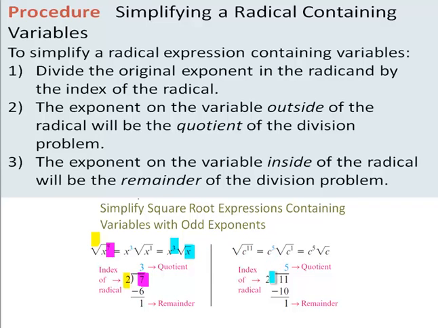Here it is again. We have the index is 2. The power of the radicand is 11. And what you end up with is 2 goes into 11 5 times. There's the 5. And the remainder is 1. And that is what gets left behind.